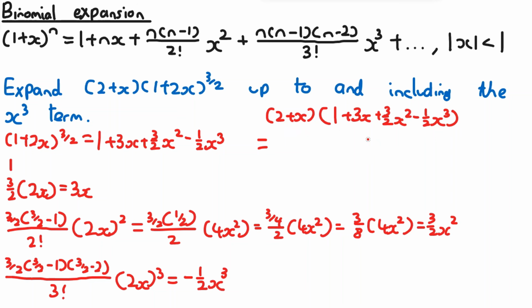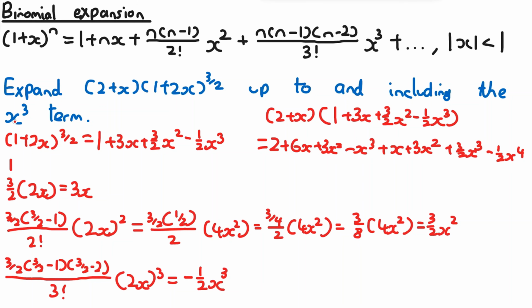Let's start with the 2 and then all of this together. So it's going to be 2 plus 6x plus 3x squared, because it's going to get rid of the 2 down here, minus x cubed, and then it's going to be the x times all of these, so it's going to be plus x plus 3x squared plus 3 over 2 x cubed, and then it's going to be minus a half x to the power of 4.